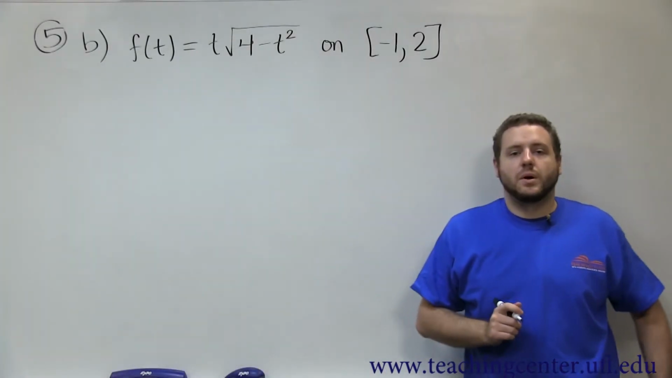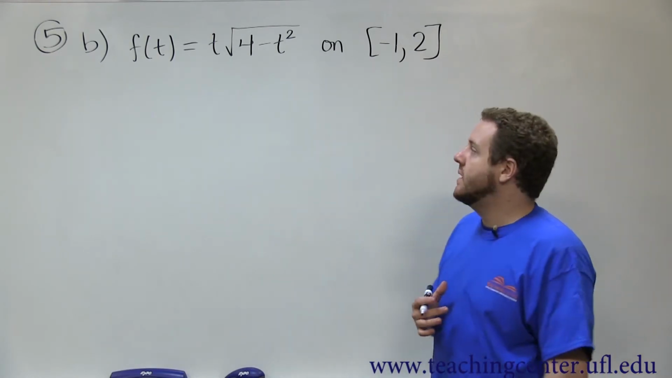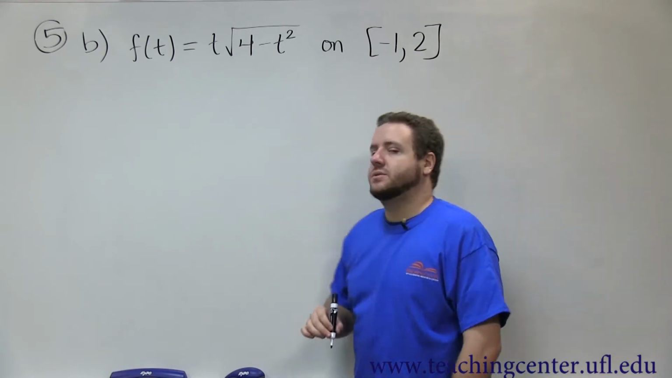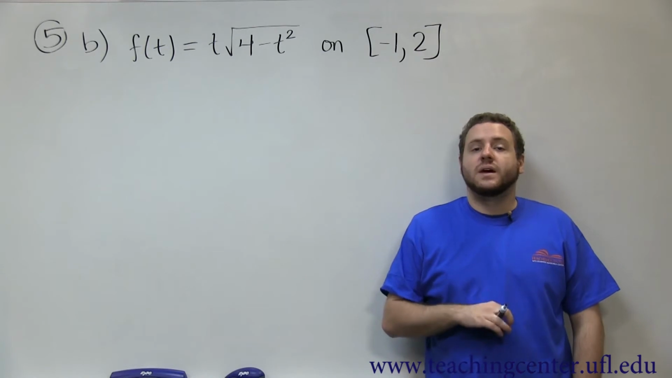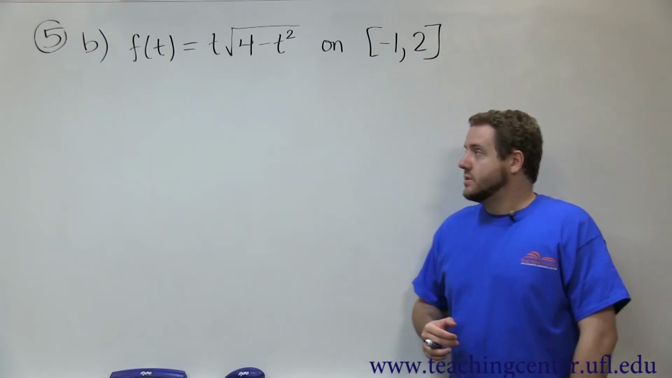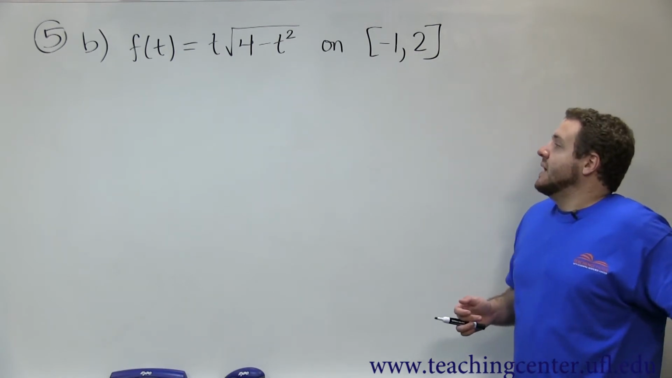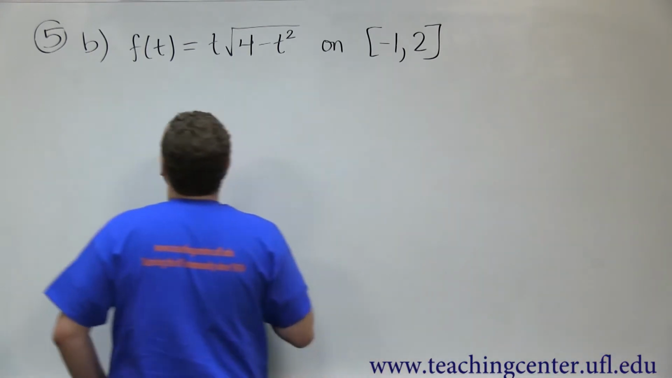All right, so number 5, part B, really similar to the last one. Again, we're just finding absolute max and min, and the process is the same. We have this interval, -1 to 2, and to find the absolute max and min, we need to check the endpoints of that interval as well as any critical number that is within that interval. So we always have to start by taking the derivative of our function and finding out if there's any critical numbers that we have to put in the interval.